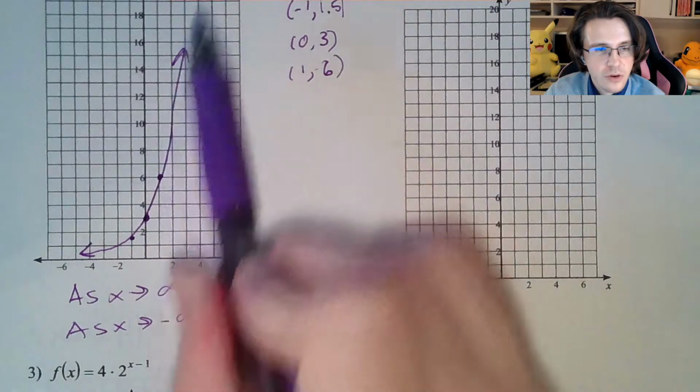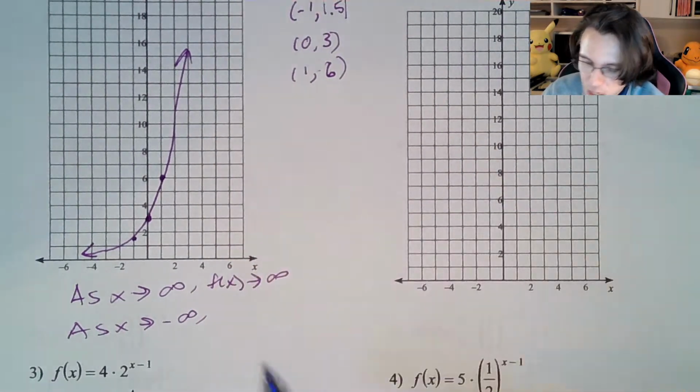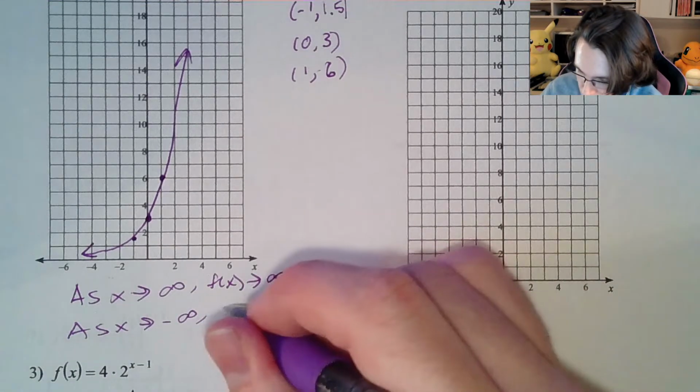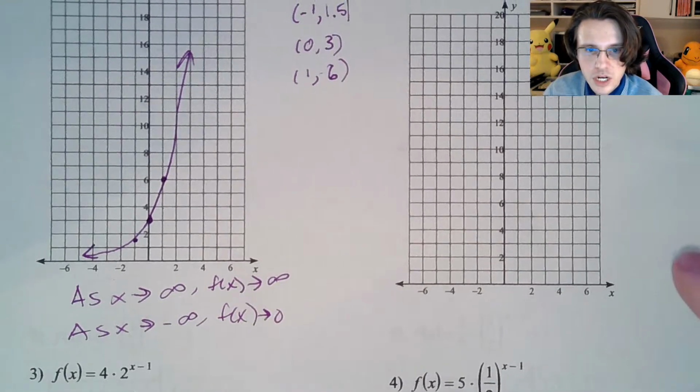So on the right, the graph is going up, so we would say f of x goes towards infinity. And on the left, it's going towards 0. And there you go. Let's check out the next one.